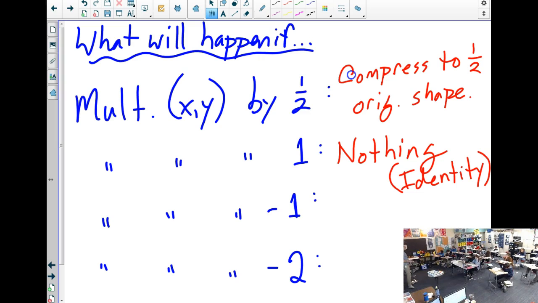Nothing changes. So what is the identity for addition? 0. What's the identity for division? Doesn't change, Brady. 1. Again, if we divide by 1, same as multiplying by 1, nothing changes. What? Now we're getting hard.